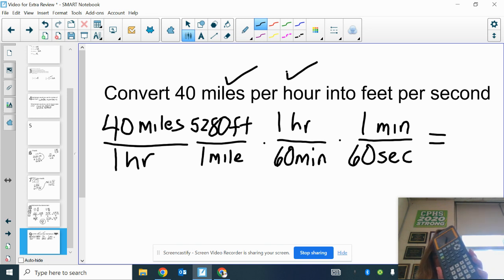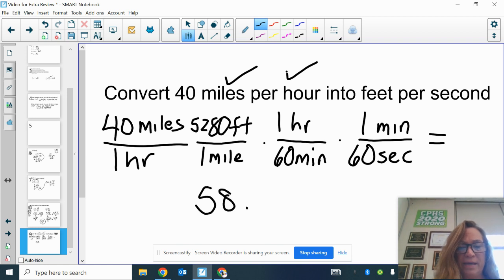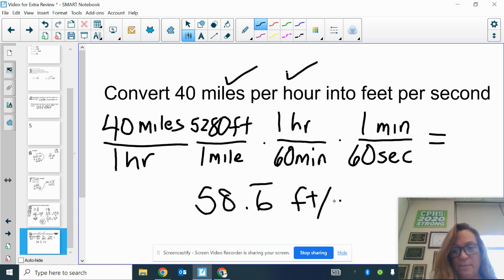Okay, so now you would need your calculator. You want to hit alpha x to get the fractions. In the numerator, it's 40 times 5,280. And in the denominator, it's 60 times 60. That gives me 176 over 3. When I do the division, I get 58.6 repeating. That's the same as 2/3, so if you want to write 2/3, you can. And that's in feet per second.